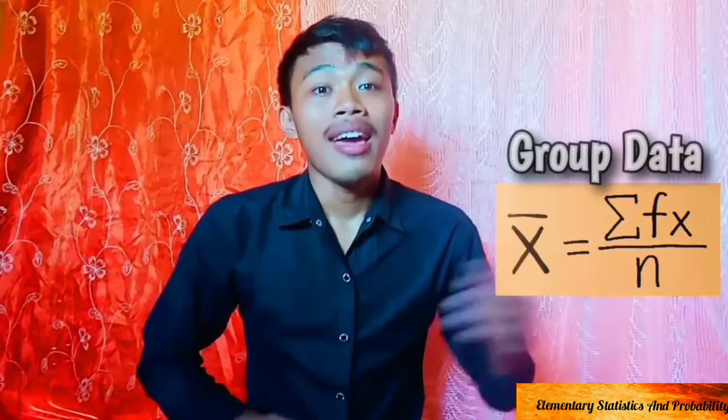So, when we say grouped data, these are the data that are divided into groups. For example, ages like 15 to 20, 20 to 25, 25 to 30, 30 to 35, 35 to 40. Yes, that is an example of grouped data. And the formula for grouped data is X bar is equal to the summation of f of x over n, where f is our frequency.